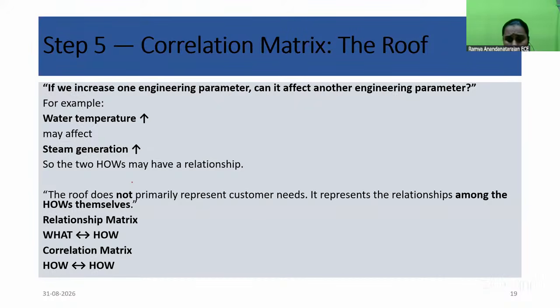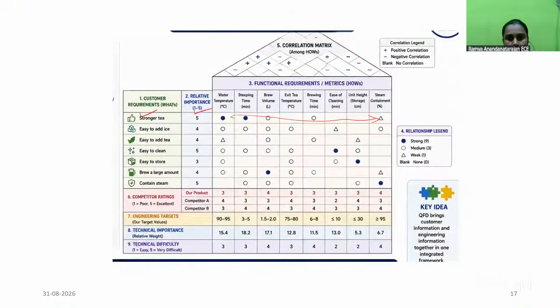So this is step 4. By now we have filled 1, 2, 3, and this is the fourth one. So all these 4 are over. I'll repeat once again. Customer requirements, the what's, are filled first, then we give relative importance for each of the needs. Out of the 7 needs, 1, 2, and 3 get importance 5, then 3 gets importance 4, and the least one is getting an importance of 3. Like this we have to fill.